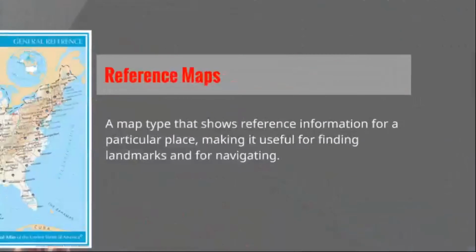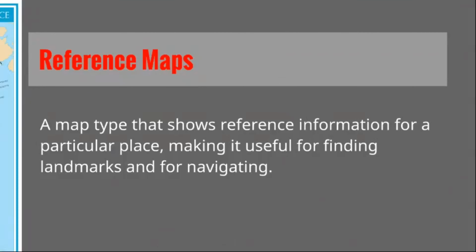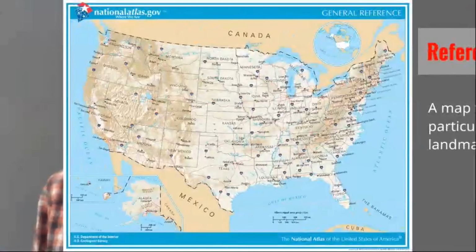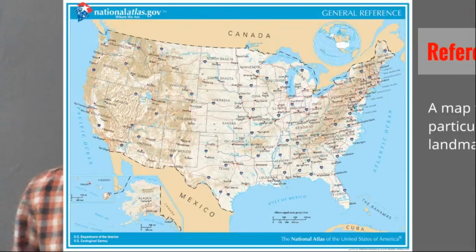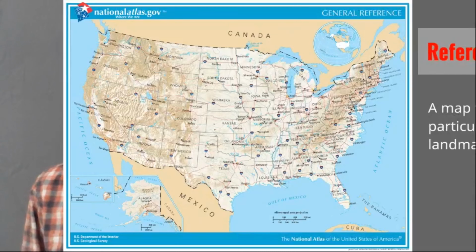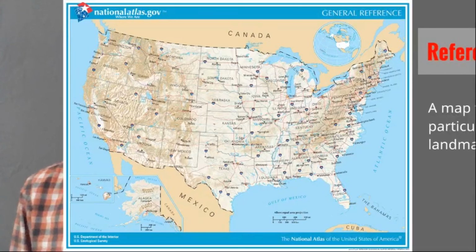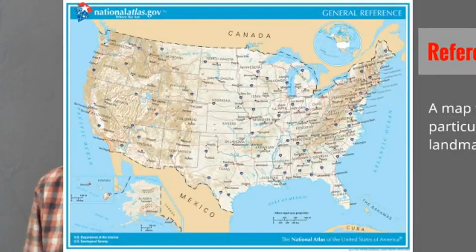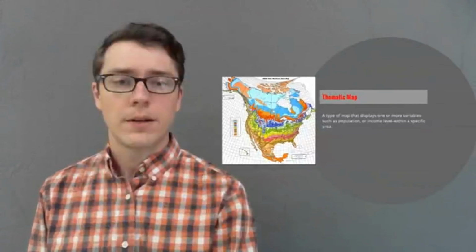So a reference map is a map that shows reference information for a particular place, making it useful for finding landmarks and for navigating. So if we look here, we have a topographical map of the United States that also has all of the major highways on it. So if you look, you could trace the interstate system. You may use maps like this for planning road trips or for anything where you're trying to find basic information about what is physically there.